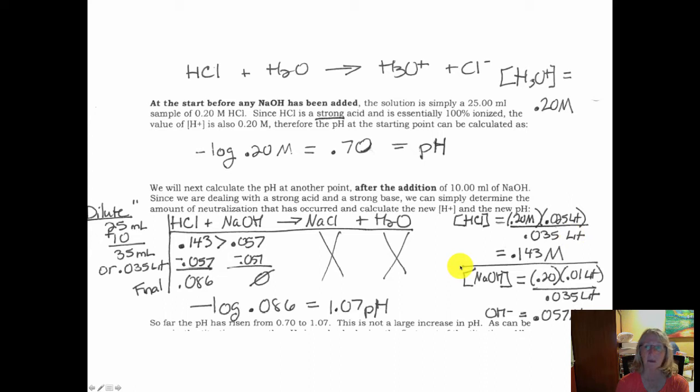I'm going to do the same thing for the NaOH, but I've added 10 mLs of NaOH, so I've got 0.01 times 0.2, that's its molarity, divided by 0.035. Now I have the two concentrations. This isn't an equilibrium thing because you can see that I have way more acid still than base, so all of the base gets neutralized. I lose a little bit of my hydrochloric acid, and to find the pH, it's simply negative log of 0.086. So far, we've gone from 0.7 up to 1.07, and that's not a terribly large increase in pH.